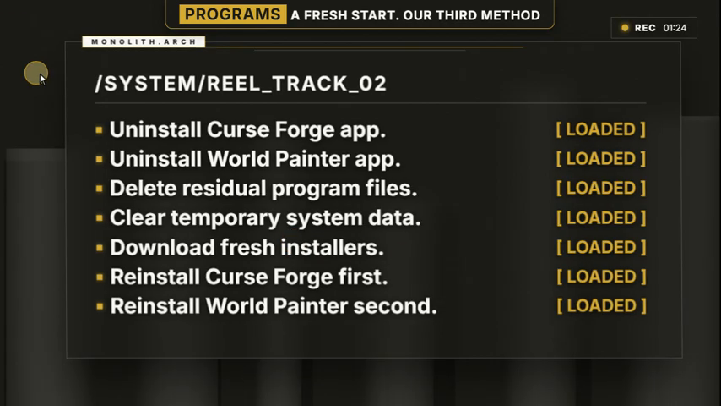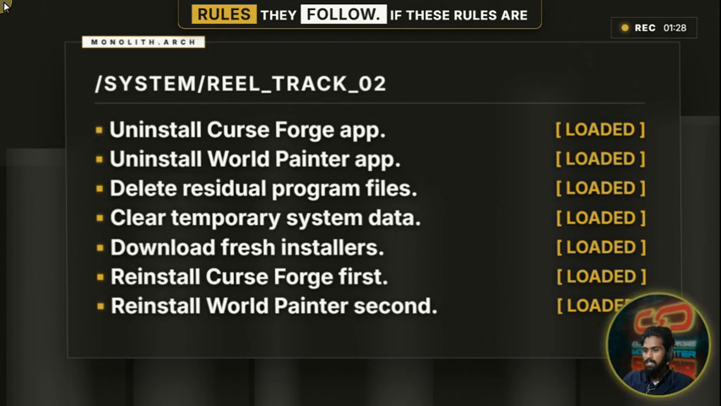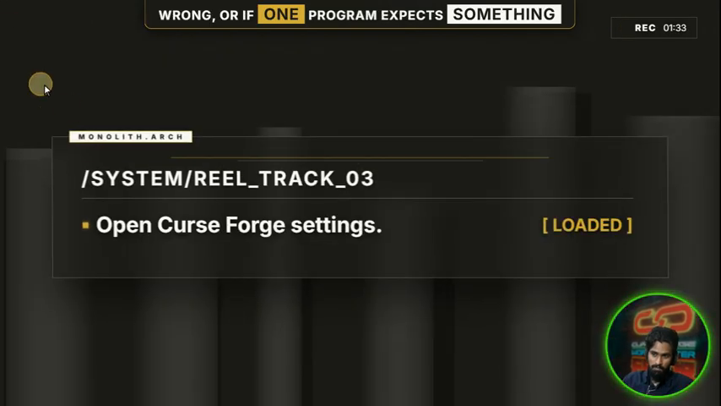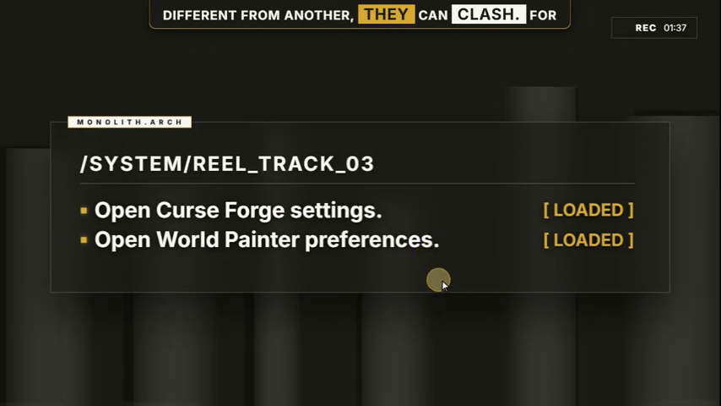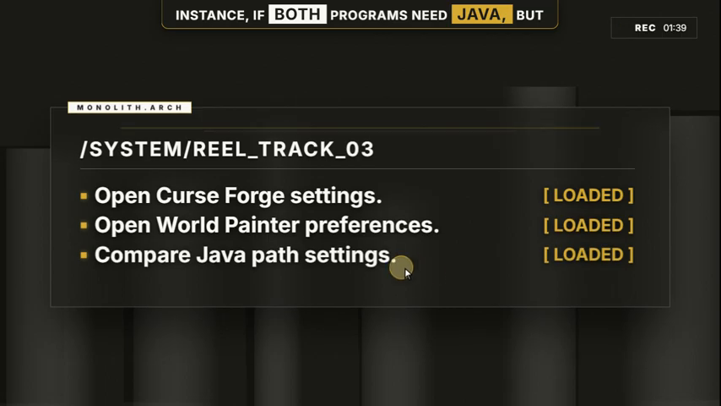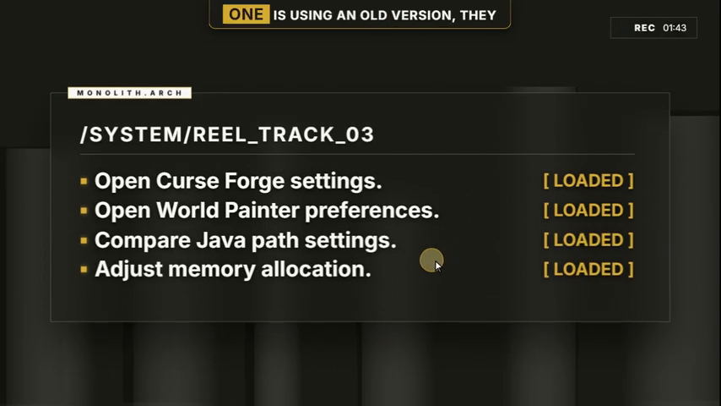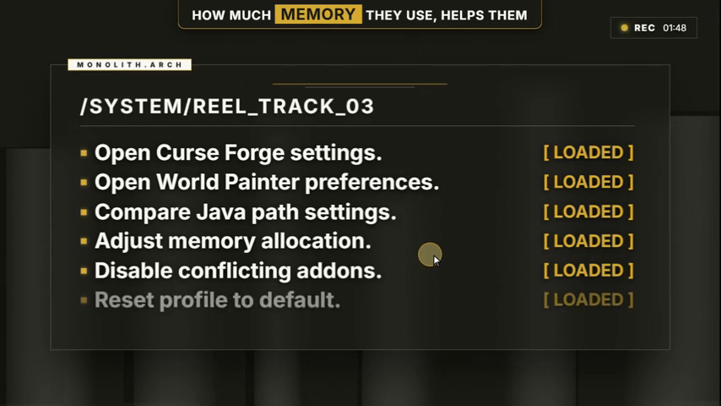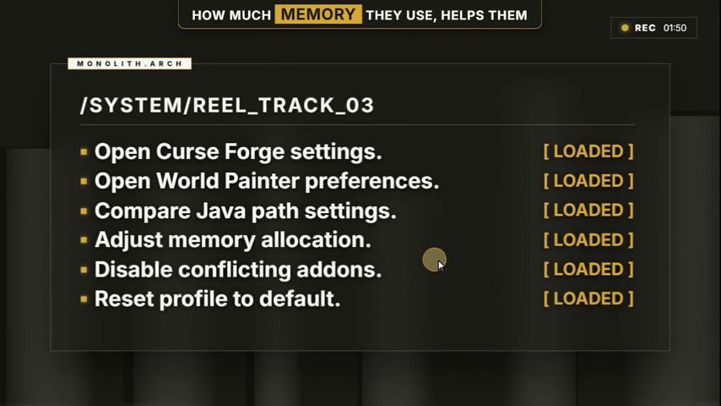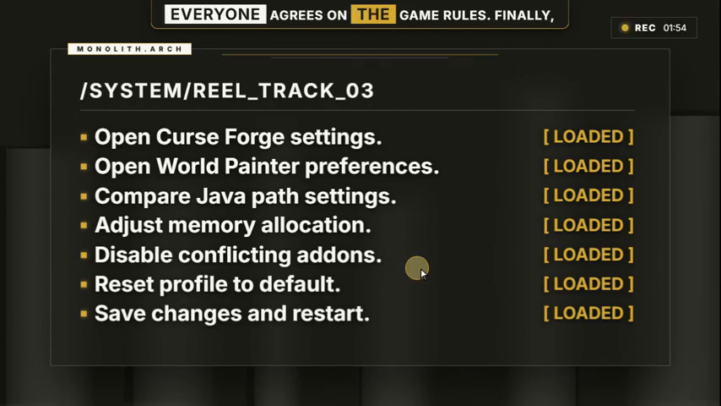Our third method involves checking your program settings. Programs have rules they follow. If these rules are wrong, or if one program expects something different from another, they can clash. For instance, if both programs need Java, but one is using an old version, they won't communicate right. Matching these settings, like how much memory they use, helps them work together smoothly. It's like making sure everyone agrees on the game rules.